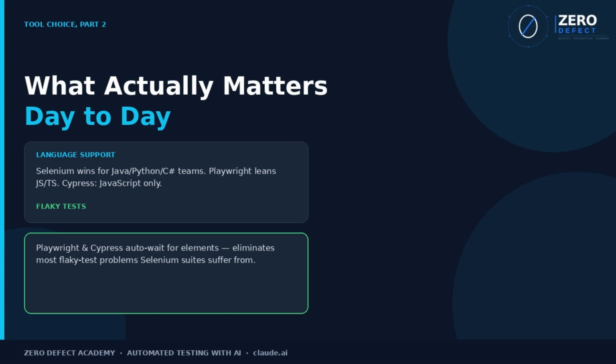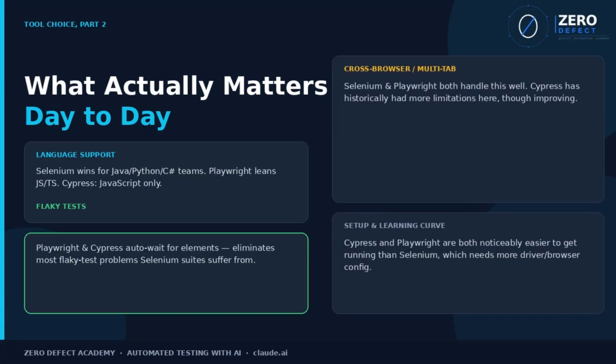Handling flaky tests. This is where Playwright and Cypress both meaningfully outperform Selenium, because they auto-wait for elements to be ready, rather than requiring you to write manual wait logic. This alone eliminates a huge fraction of the flaky test problems that plague Selenium suites. Cross-browser and multi-tab support. Selenium and Playwright both handle this well. Cypress historically has had more limitations here, though it's improved.